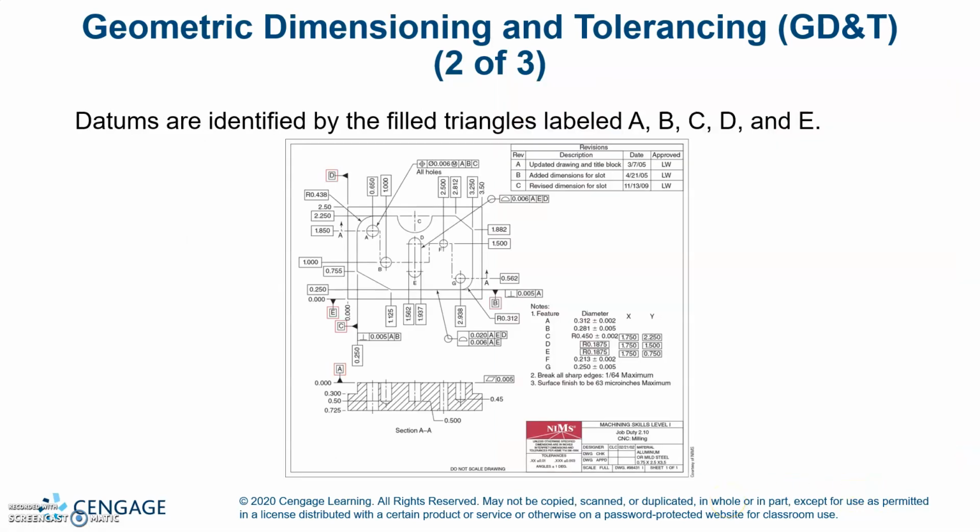Datums are identified by the filled triangles labeled A, B, C, D, and E. So this is going to be datum A. You can see that it's got a dark triangle with a capital A in it. That's going to be a datum surface. As you can see, everything is coming off of that datum on this thing. And B, C, and D.